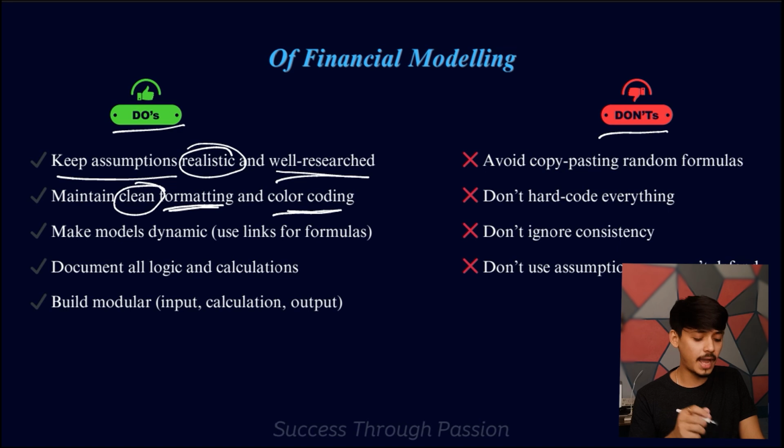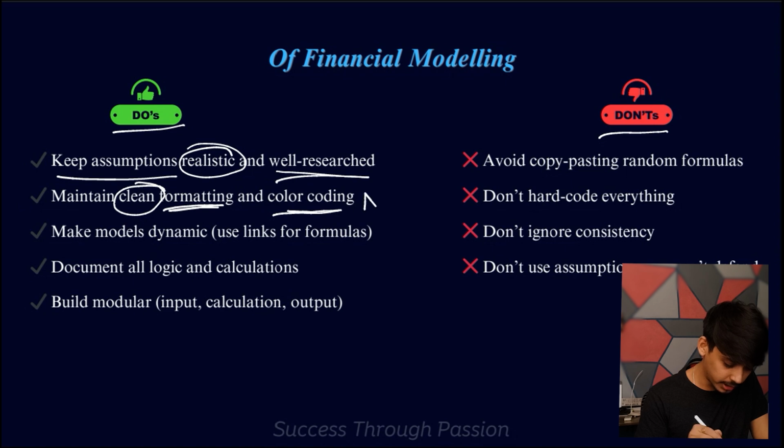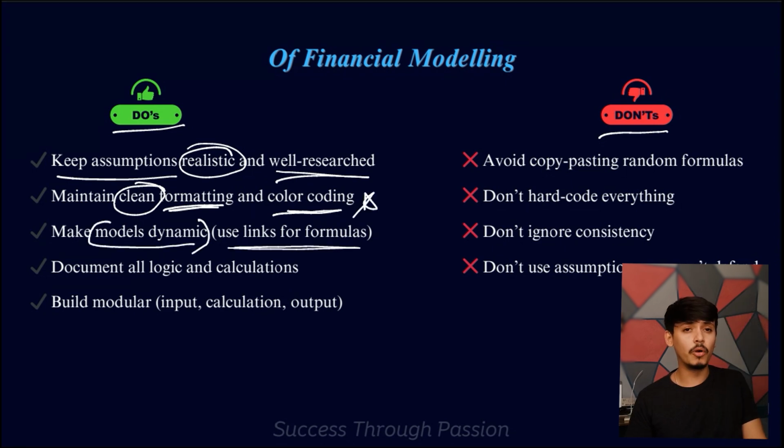If you have good color coding and clean formatting, then it becomes easy to go through the model at first glance. So that is a very important thing. Next is make the model dynamic, use links. A dynamic model is the opposite of hard coded numbers, where every cell of your financial model is linked to the original cell that you have put in. So that is about making the model dynamic.